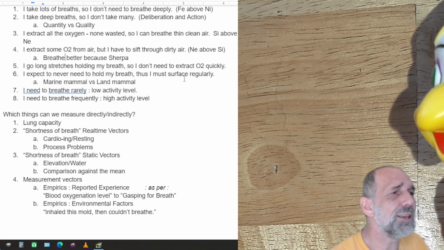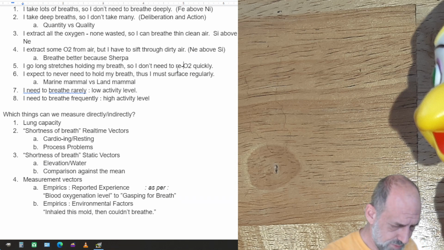Or I expect to never need to hold my breath, therefore I must surface regularly. This should say, so I don't need to re-up O2 quickly, okay? Let's put that, re-up.